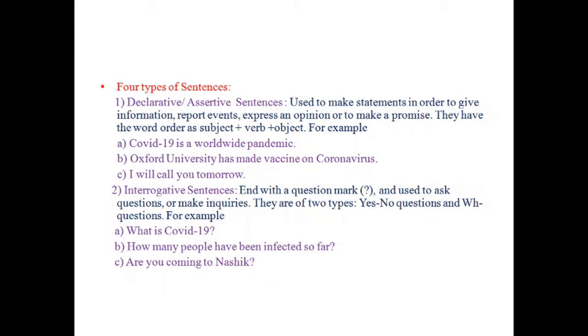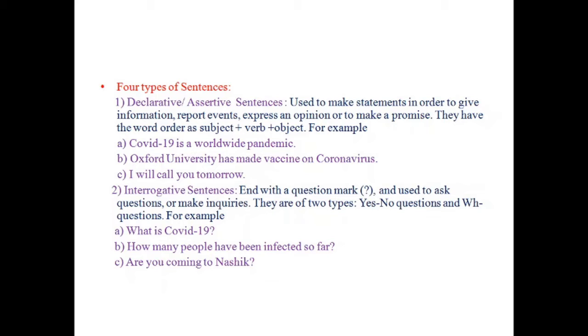Let us see the next example of declarative sentence. Oxford University has made vaccine on coronavirus. Dear friends, this is also an example of declarative sentence because this statement asserts, declares that Oxford University has made vaccine on coronavirus. So this is an information giving statement. This is a fact giving statement. That is why we can call this a declarative sentence.